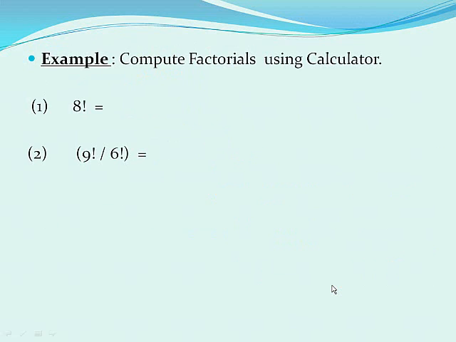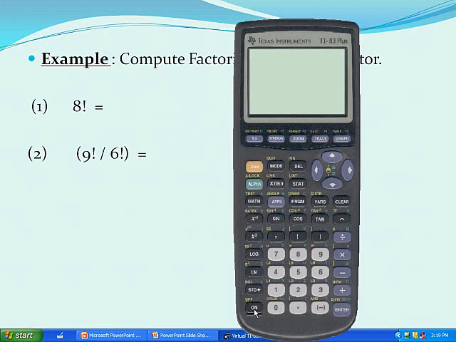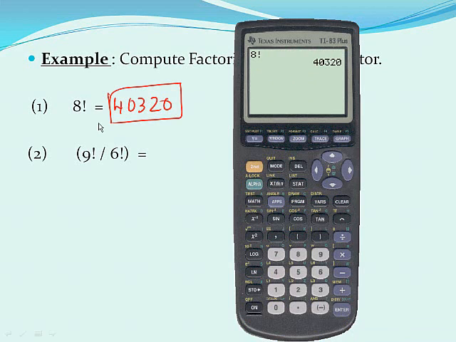In this example we are going to use the calculator to compute the factorials. To calculate 8 factorial, enter 8 followed by the factorial notation: math, right arrow, come under probability, scroll down to 4, enter. So this will be 8 factorial. If I press enter again, I will get the answer 40,320.